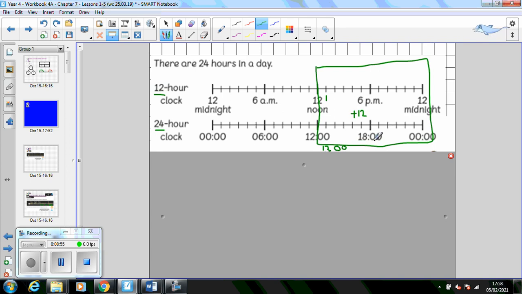Okay, and if we want to convert the other way, if we're within the 24-hour clock and we want to come to the 12-hour clock, we take away 12. So 18, take away 12 will give us 6. Okay, so the two things we need to remember is that it mostly applies to the afternoon, to PM, and that we are either adding 12 hours to convert from the 12-hour clock to the 24-hour clock, or we are taking 12 hours away to go from the 24-hour clock to the 12-hour clock.